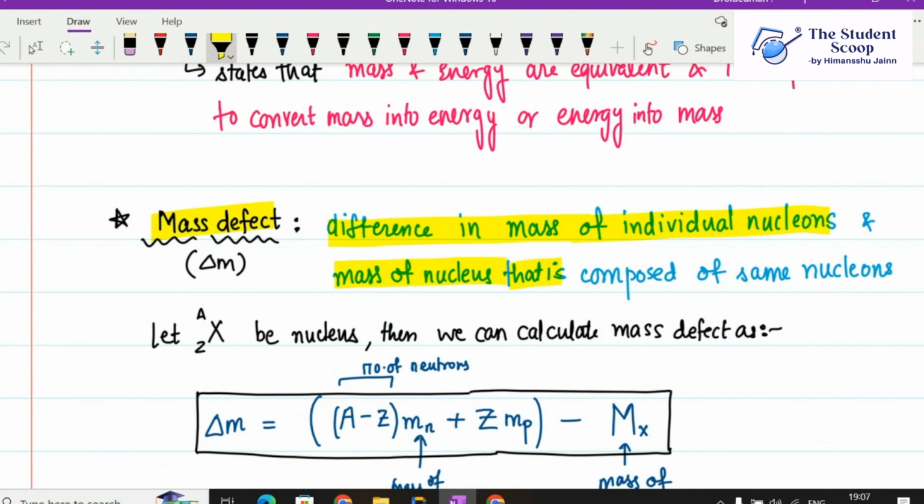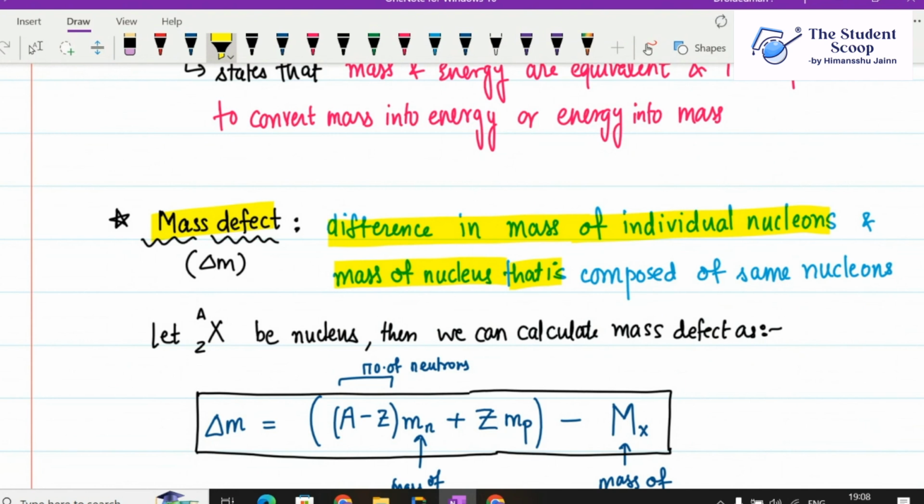So for example, just think of, if I have two protons and two neutrons, and if I add the masses of two protons and two neutrons, now that will be higher compared to the mass of helium nucleus, which is also made up of two protons and two neutrons. So where has the extra mass gone?